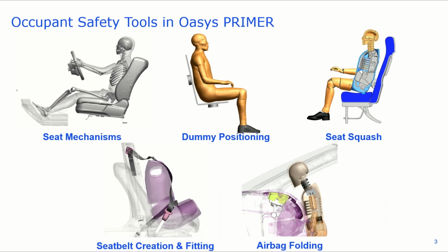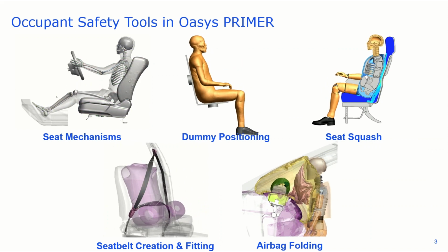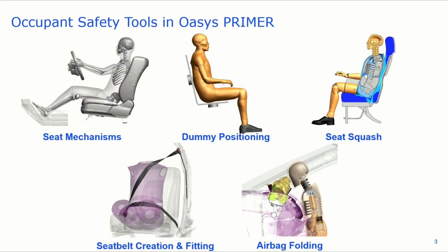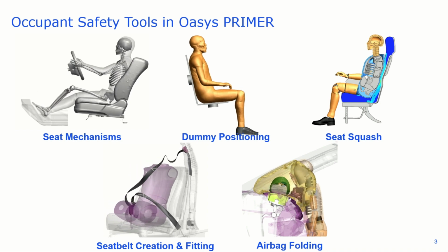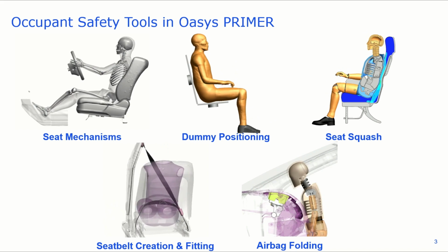You can then use Primer's seatbelt tools to create and fit seatbelts onto the dummy. And lastly, Primer also has an airbag folding tool that can help you easily set up airbag analysis. In today's session, we will be focusing on how to set up a seat squash analysis.